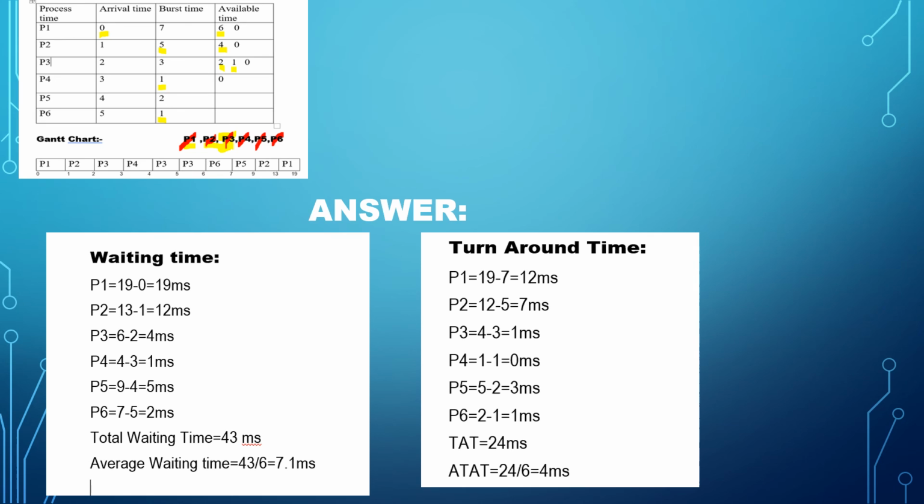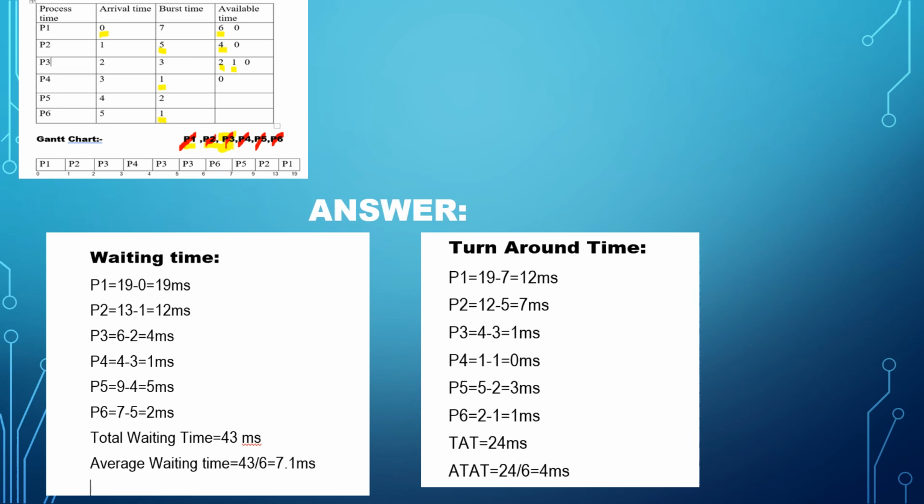As we have to calculate the total waiting time, we have to add all the processes' waiting times. By adding all those, we'll get 43 milliseconds. As we have to get the average, we have to divide the sum of all the processes by the number of processes. The number of processes is 6. So we'll divide it by 6. We'll get the answer as 7.1 milliseconds.